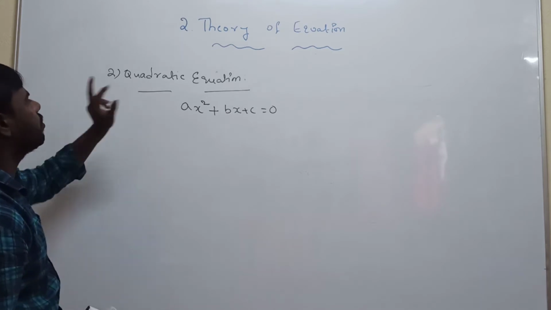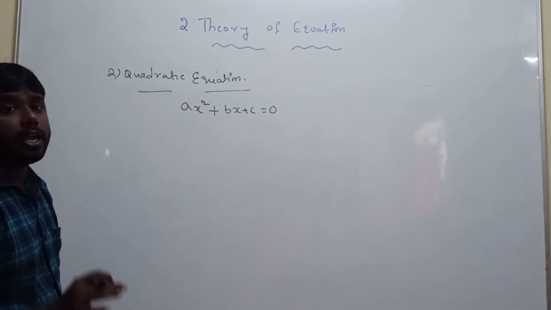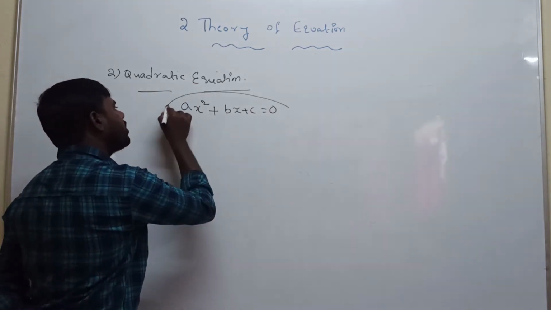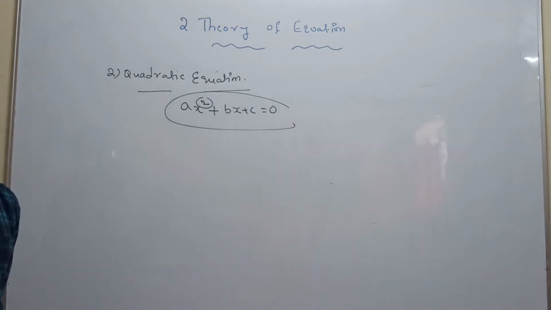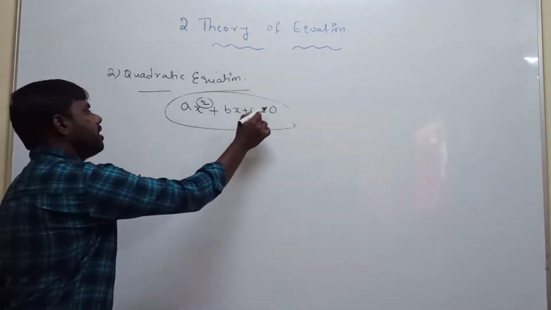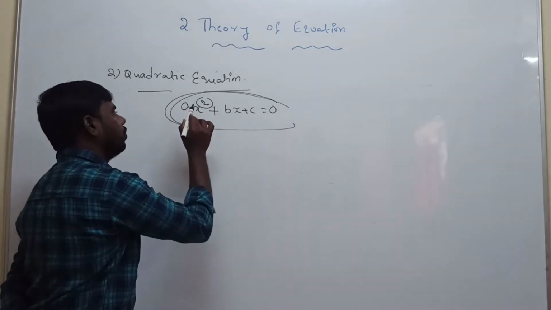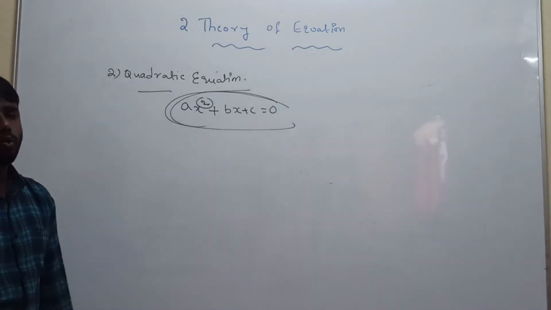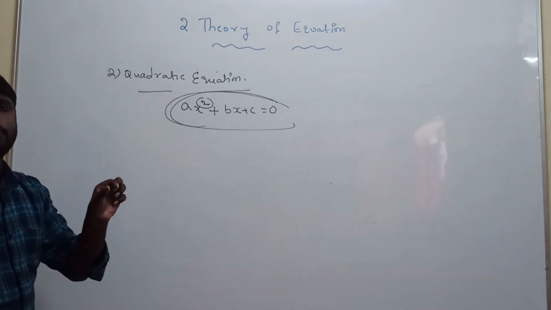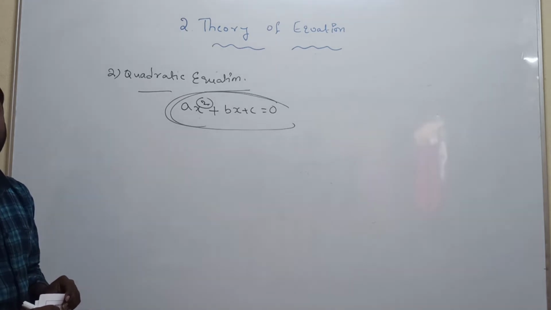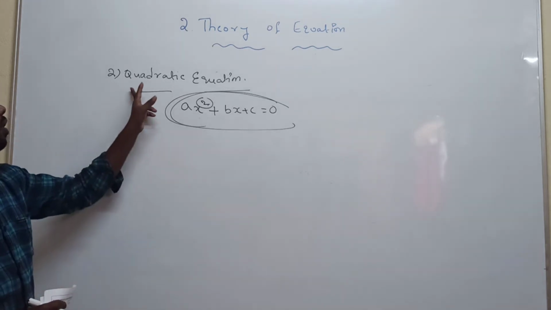What is the definition of the quadratic equation? A polynomial equation of degree 2 is called a quadratic equation. Once again, what is the definition of the quadratic equation? A polynomial equation of degree 2 is called a quadratic equation.